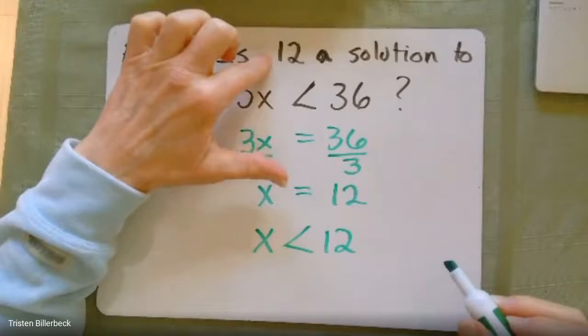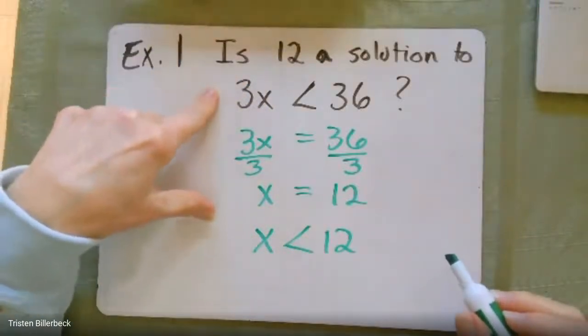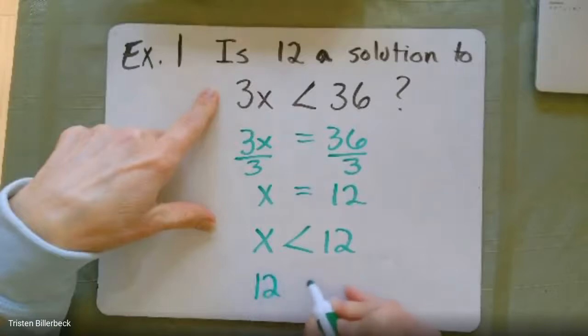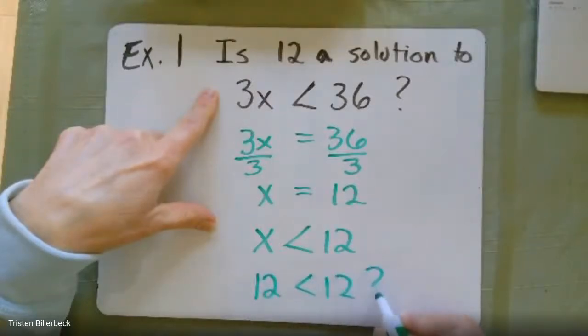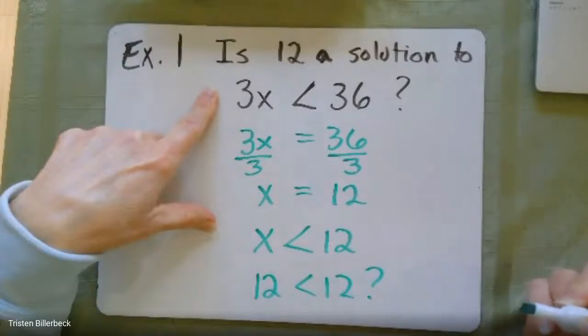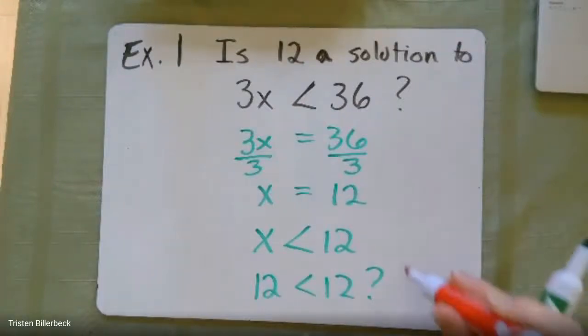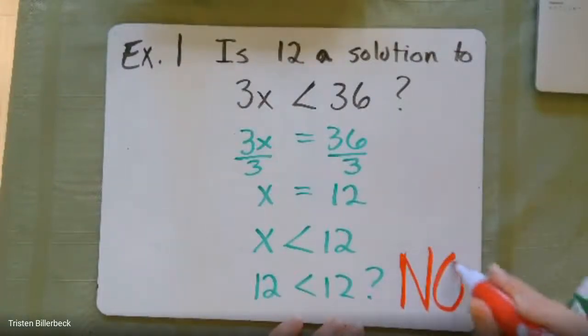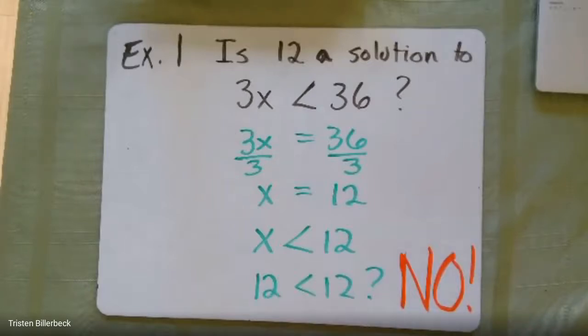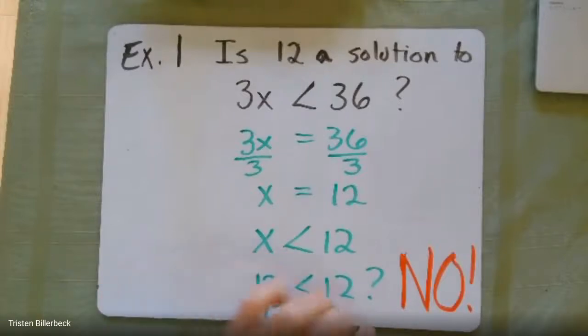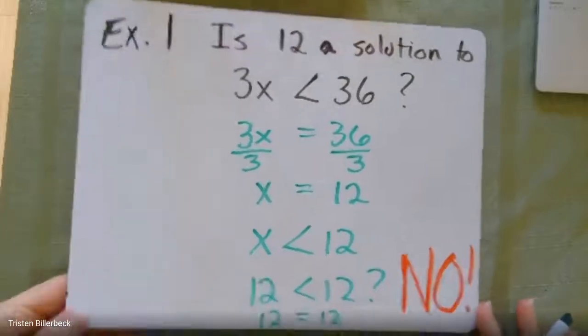This says, is 12 a solution to this? So is this true? Is 12 less than 12? What do you think? No. So it is not a solution. 12 equals 12. Okay, 12 is not less than 12, so it is not a solution. Okay, so let's look at the next one.